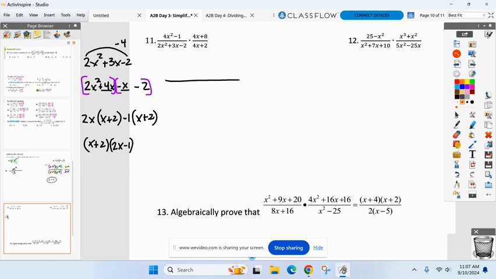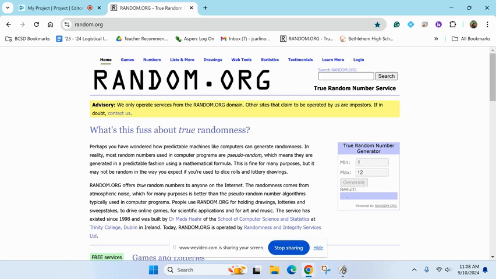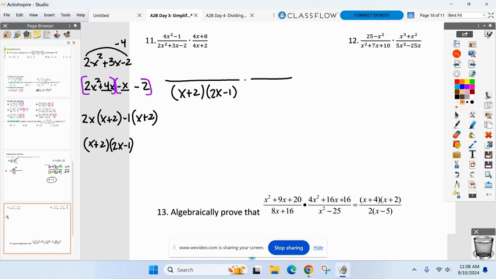Underneath this first one, x plus 2, 2x minus 1. Tyler did the hardest one for you, so everything else hopefully is going to be smooth sailing. Hopefully. All right, what do you got next? Oh, I'm going to pick somebody else. Tyler already did a great job. Hav, what do you want to factor?